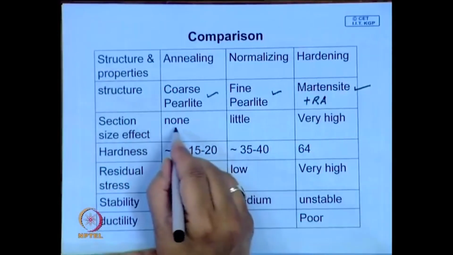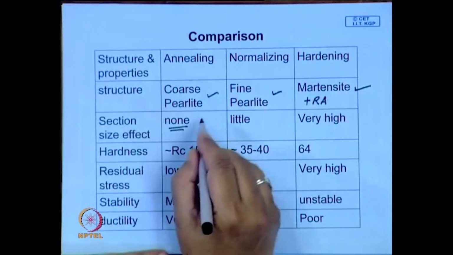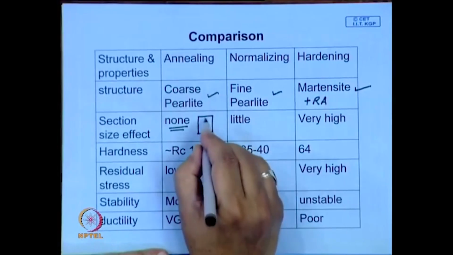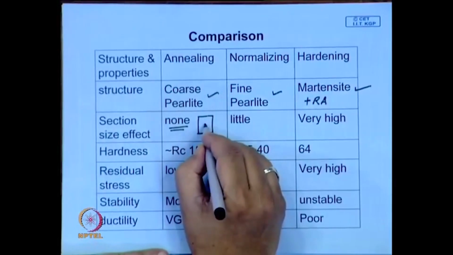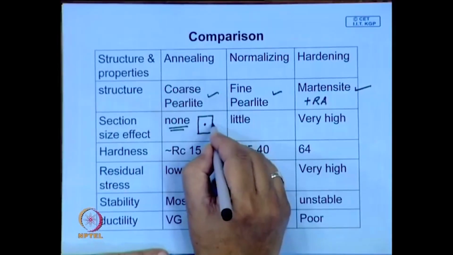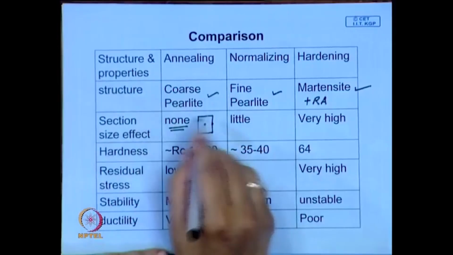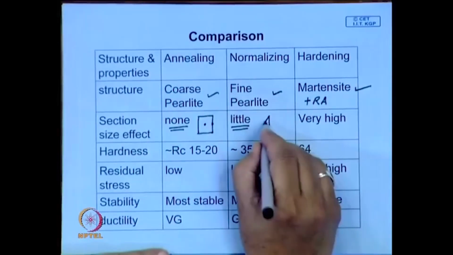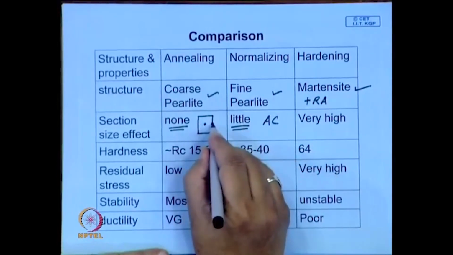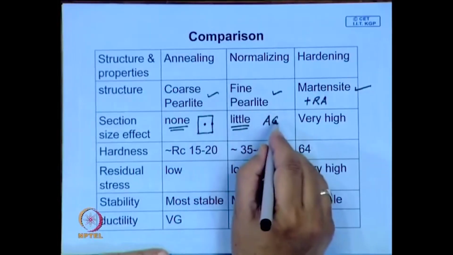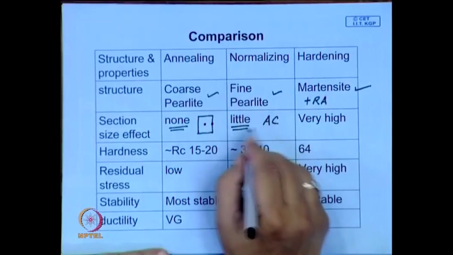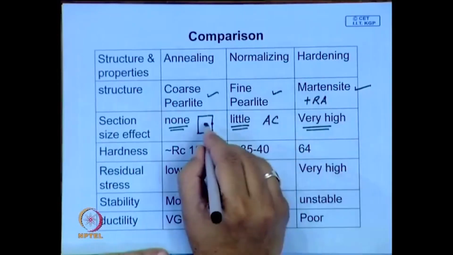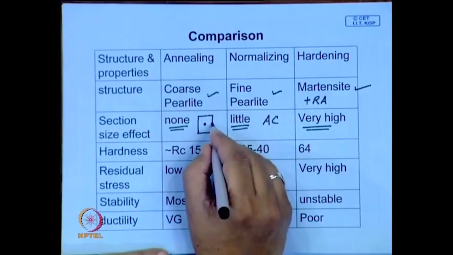Now, the section size effect. Here, since you are cooling at a very slow rate, the temperature difference between the center and the surface of a job, which will always have some dimension, will be very little. So, here we do not expect much of a section size effect. In normalizing, it is air cooled, relatively fast, so there may be a little more difference in cooling. Depending on the job size, you may see a little section size effect, but in the case of hardening, where you are quenching, there will be a large difference in temperature between the surface and the center.